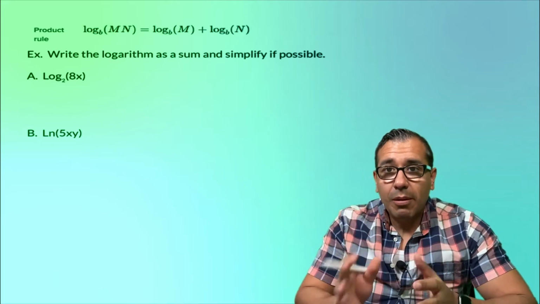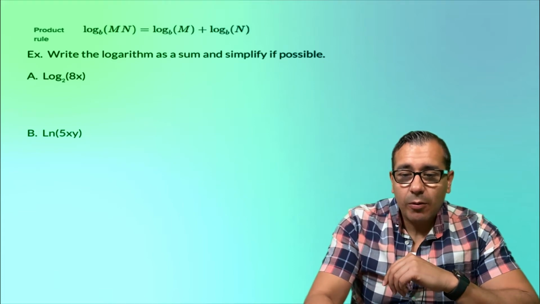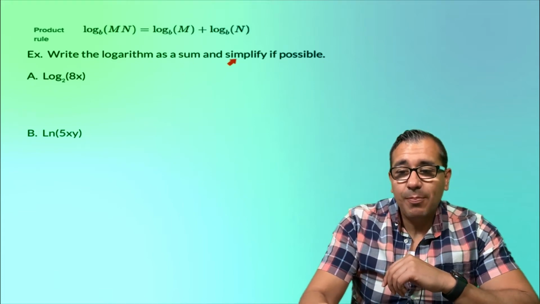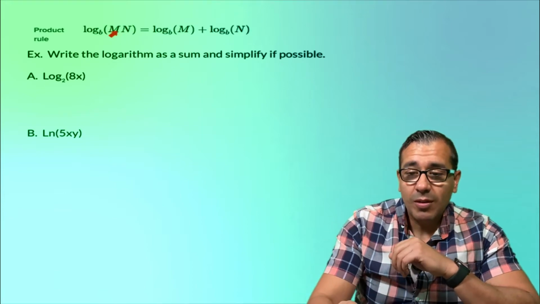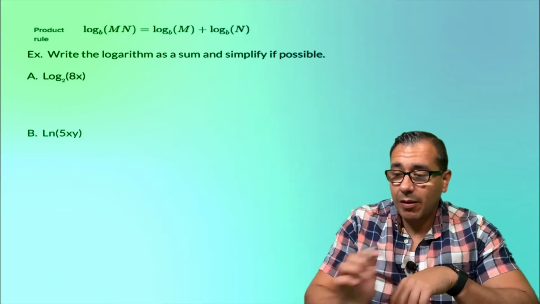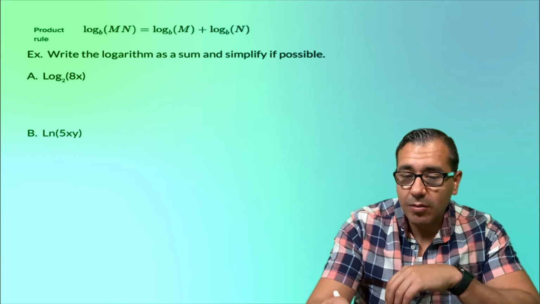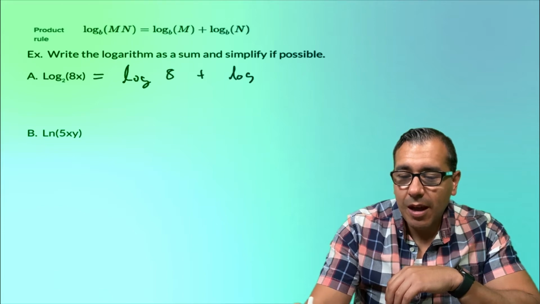These rules apply. For this example, they want us to write the logarithm as a sum and then simplify it if possible. According to this rule, each one of these factors is going to have its own logarithm. So I'm going to separate this one, part A, and I'm going to have log of 8 plus log of x.